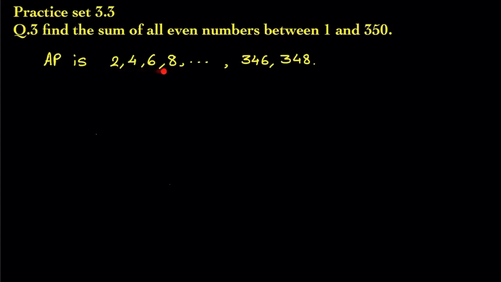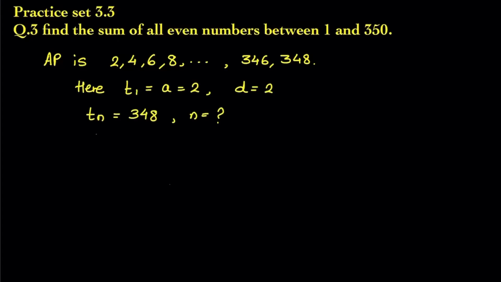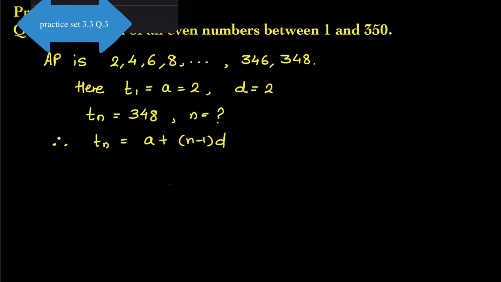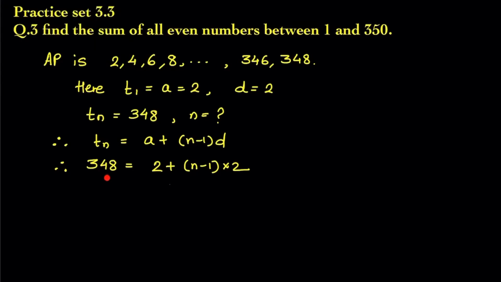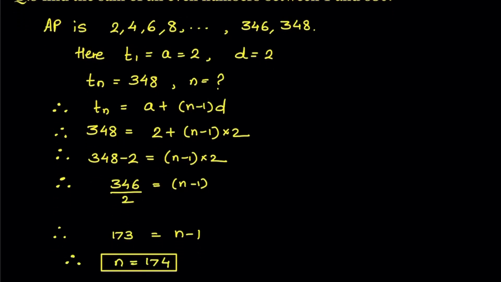Okay, so to find the sum of this AP, you know the first term, last term and common difference. I think you must have got the formula to use. So here t1 is 2, tn is 348, d is 2. The only unknown quantity is n, so we'll find n by using the formula of tn. So tn is a plus (n minus 1)d. So 348 equals 2 plus (n minus 1) into d. By solving this you will get the value of n as 174.